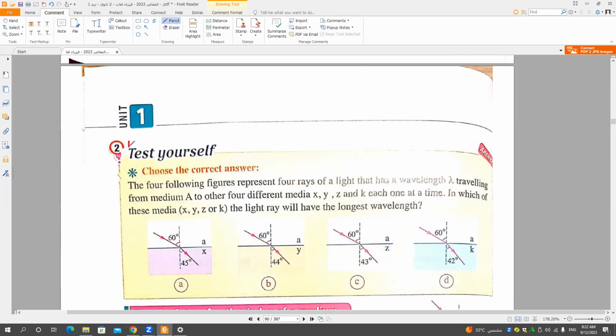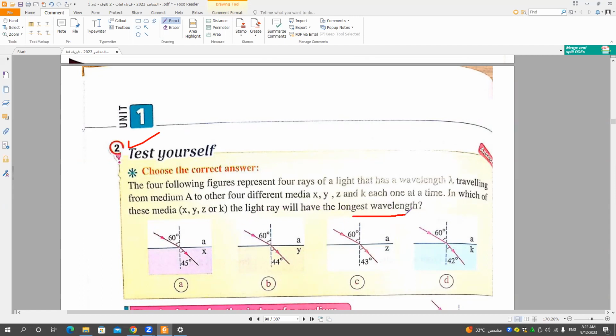Now we have an example. The four following figures represent four rays with different wavelengths traveling from medium A to four different media, X, Y, Z, K, one at a time. In which of these media, X or Y or Z or K, will the light rays have the longest wavelength?